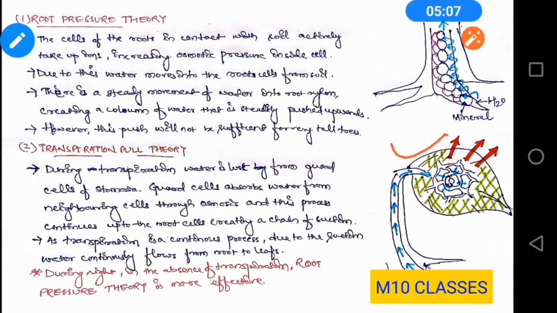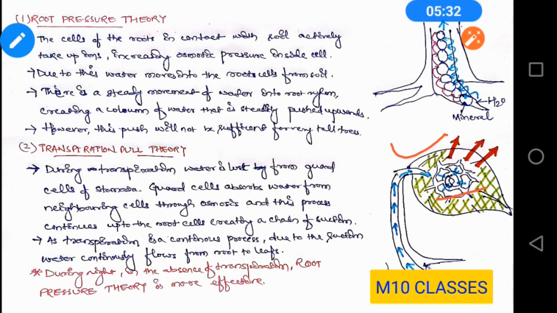Now consider this figure where you have a stomata. In your stomata, during transpiration, the guard cells lose water. Now, if they lose water, they will try to take water from the neighboring cell by the process of osmosis. That means there will be a suction of water from one cell to another.